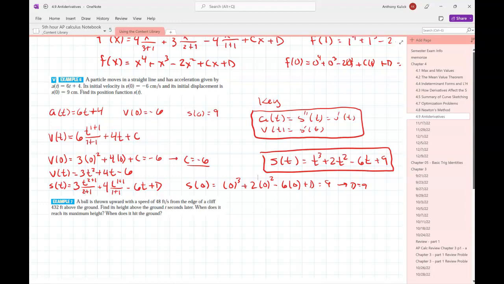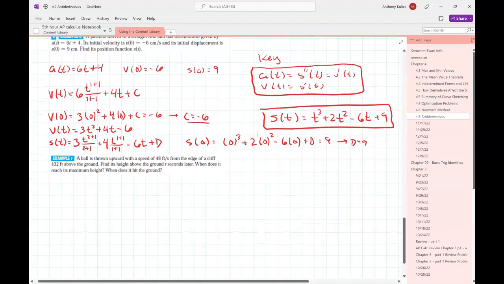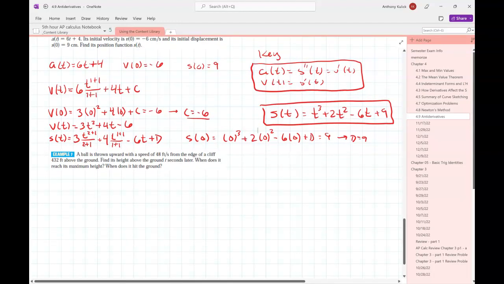All right. Example 7. A ball is thrown upward with a speed of 48 feet per second from the edge of a cliff 432 feet above the ground. Find its height above the ground t seconds later. When does it reach its maximum height, and when will it hit the ground?